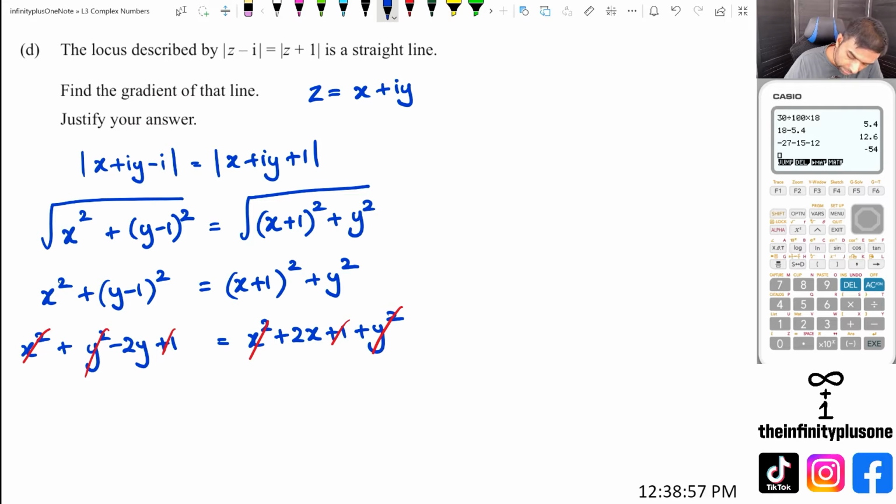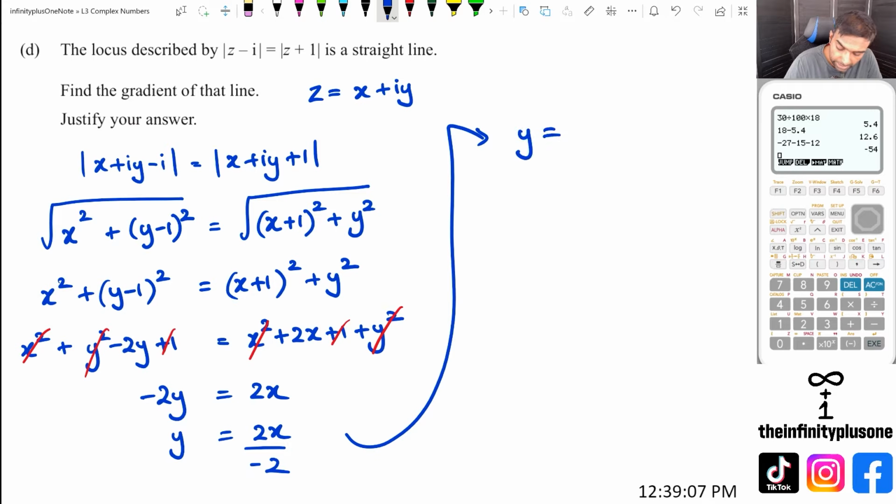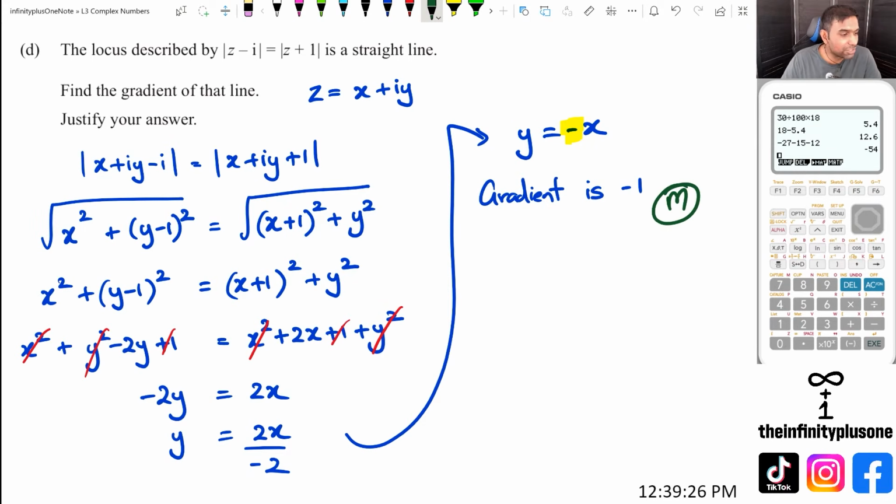And what I end up with is negative 2y equals 2x, or y is equal to 2x divided by negative 2, which simplifies to y is equal to negative x. So then I can say the gradient of that line is going to be negative 1, because the negative 1 is the gradient right there. So grades wise, getting the final answer will get you a merit. And then writing it in this format here, getting up to this line here, is going to give you an achieved. All right, so let's go to the next question.